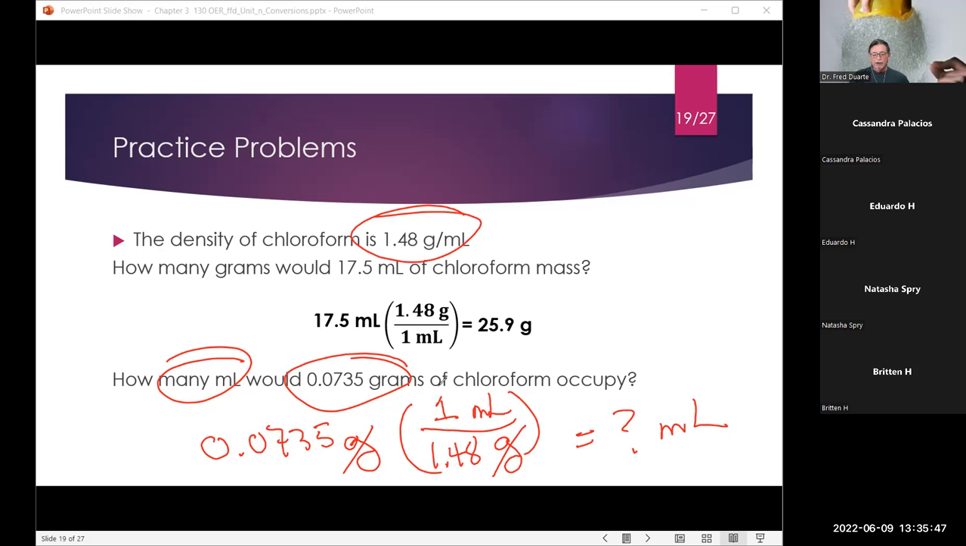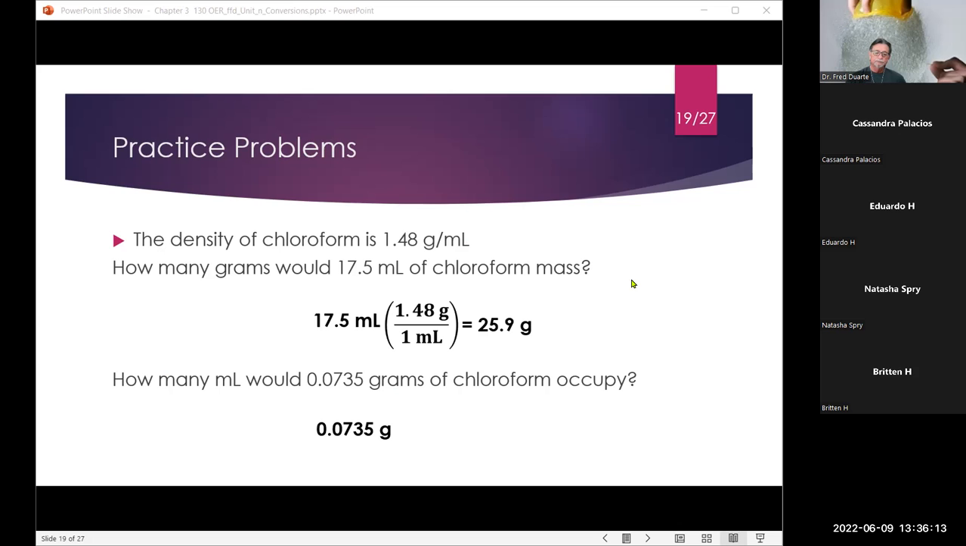Now, keep track of your sig figs in both cases. We've got 3 sig figs. Note, density is a measurement and therefore could play a factor in your sig figs. Again, density is a measurement of mass over volume, so it's not an exact number. So it could be a factor with respect to your final sig figs. Got that set up, check your units, check your sig figs, and you're good to go.